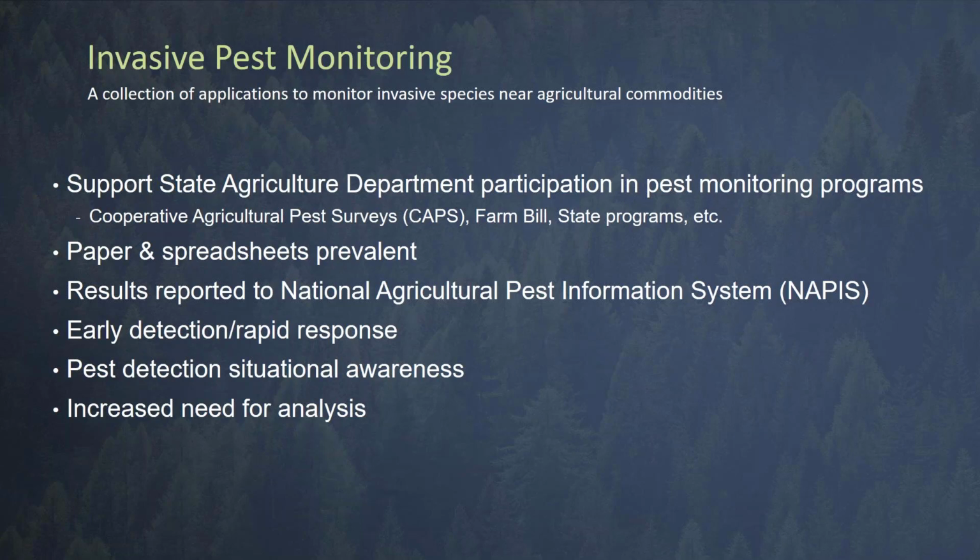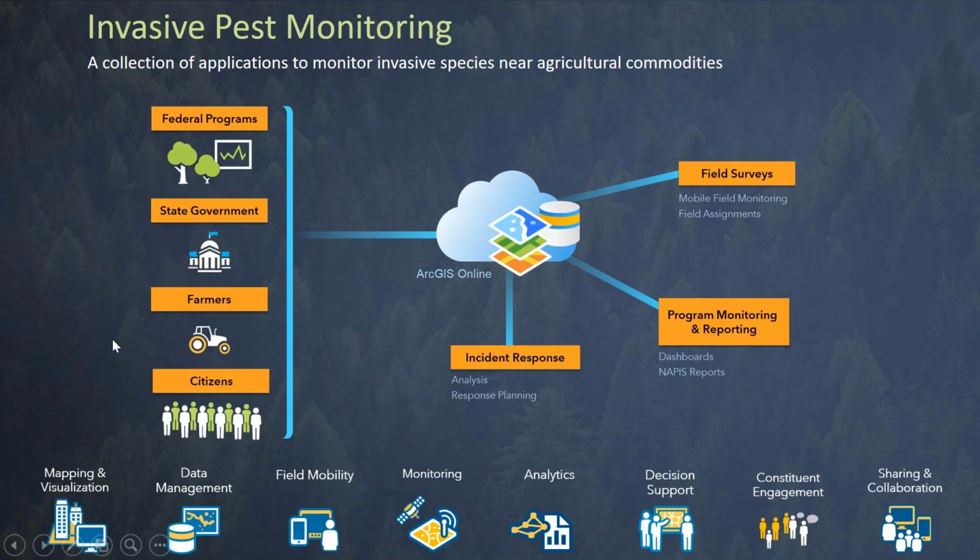In addition, it's required that the data be reported to the NAPIS database annually or when a critical pest is found. So overall, the processes involve things like setting up new monitoring sites, conducting routine or early detection site inspections, tracking the progress of inspection activities, monitoring the results of surveys for various key performance indicators, or conducting an assessment when a critical pest is found.